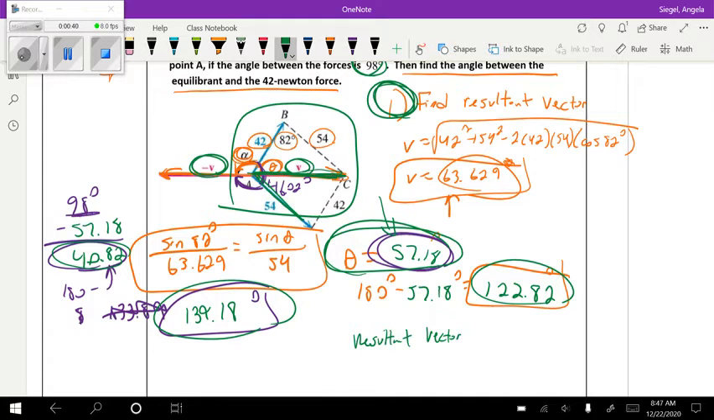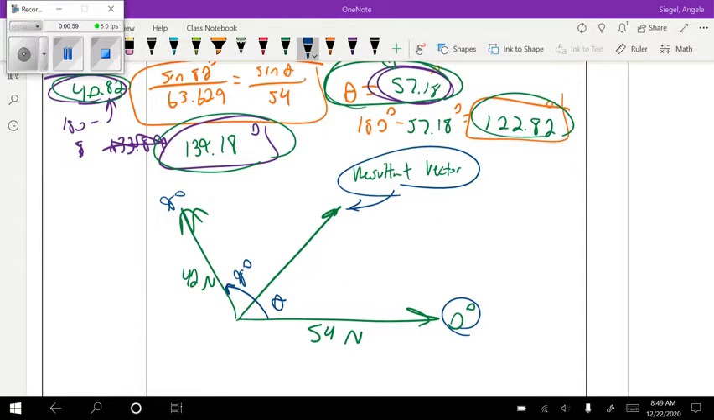Okay, so the first thing I'm going to do is alter this picture. So this 54 degrees is going to be up here. I'm just shifting it in this direction. And I'll explain that here in just a second. Okay, so I'm going to go back up to the picture, but I want to give you a head start on what I did. So I made that 54 Newton force at a 0-degree angle. And then I made the 42 Newton force at a 98-degree angle.